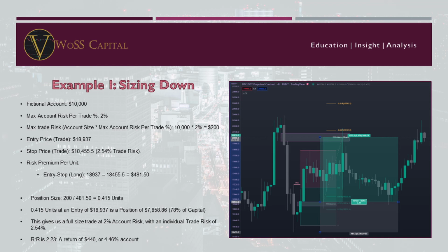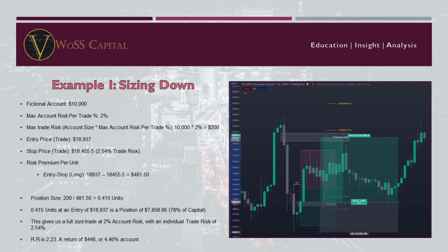Now that doesn't mean that's what our position size is. That just means that's the risk. So we can go in with far more capital than that, but our stop loss limits us to losing $200 worth of that capital. So the entry price on this trade then is $18,937, and the stop price was $18,455.50. So a 2.54% trade risk.